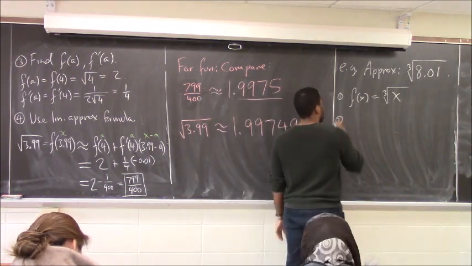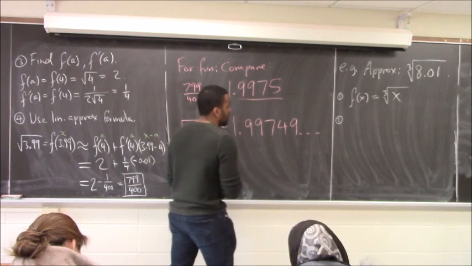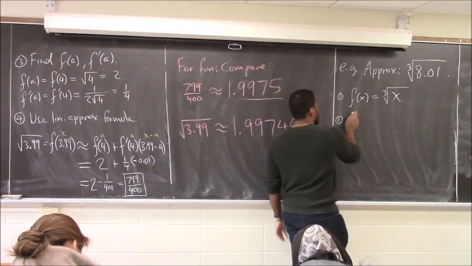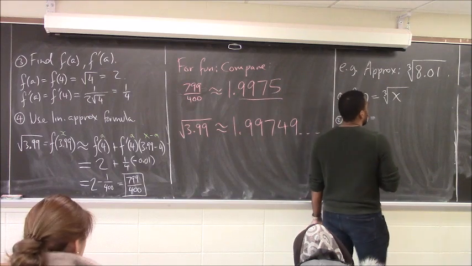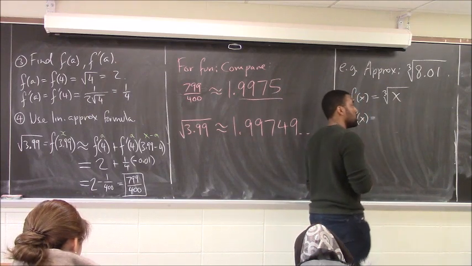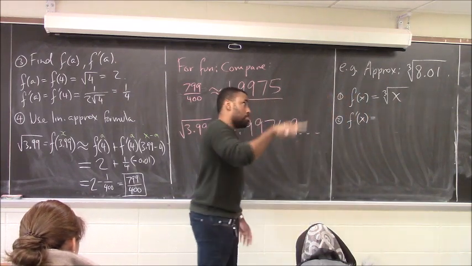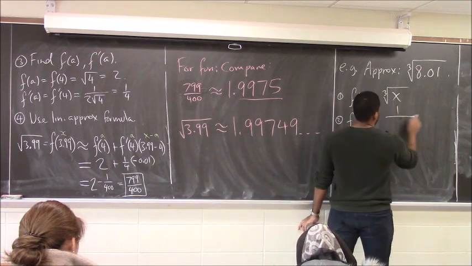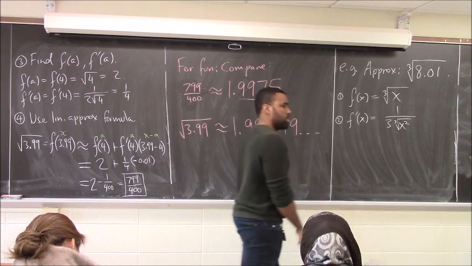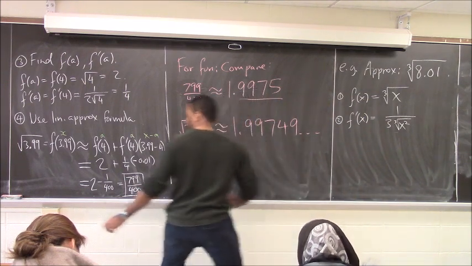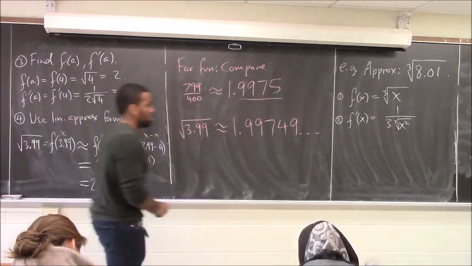Now what I would do is find this derivative, because I know ultimately I'm going to need it eventually. So this is x to the 1/3. The derivative is 1/3 x to the minus 2/3. So that's going to be the derivative.